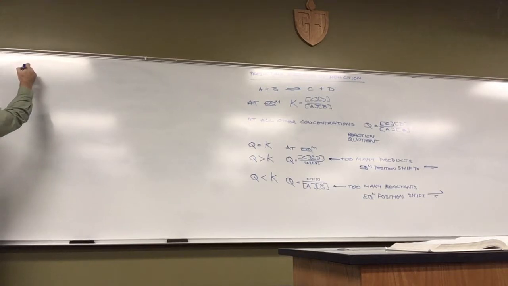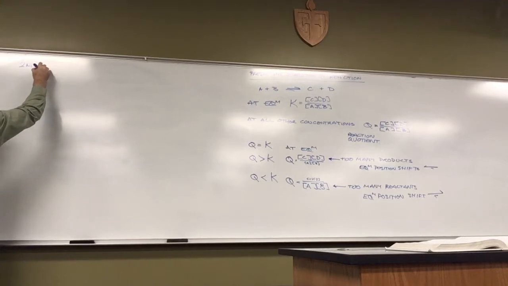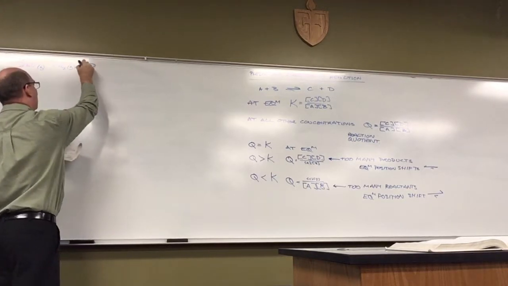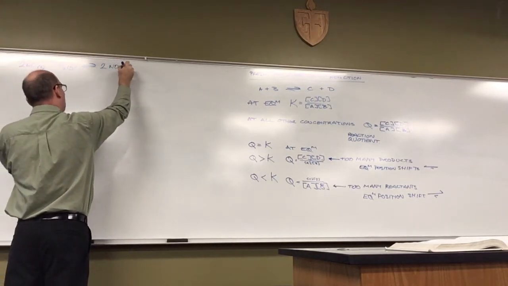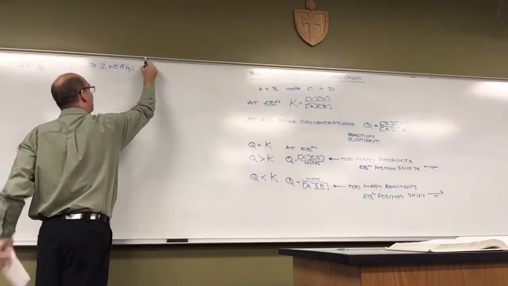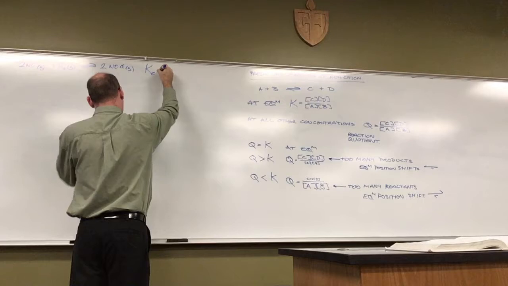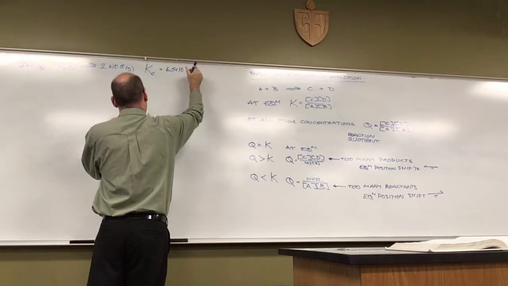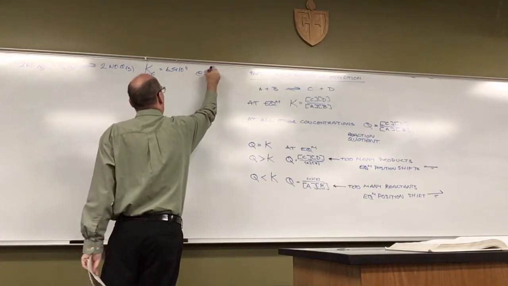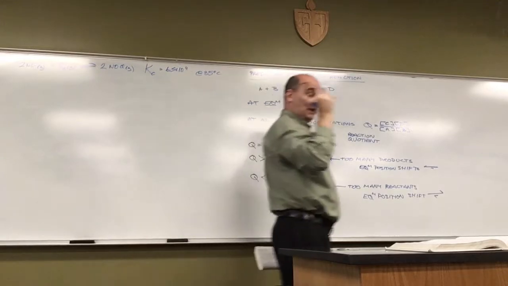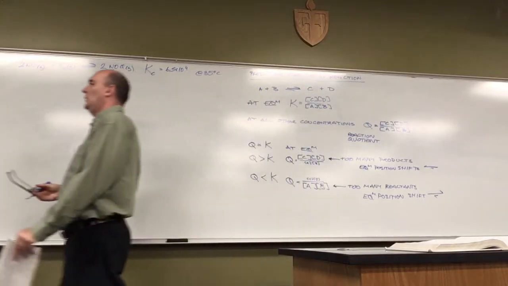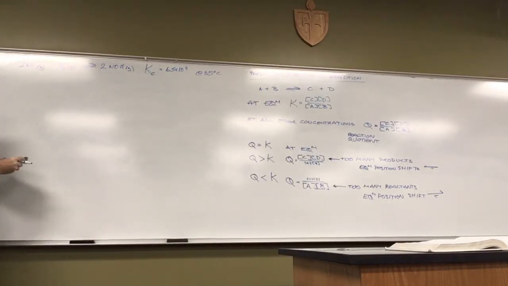Okay, so I've got a reaction that says 2NO, that's a gas, plus Cl2, that's a gas, makes 2NOCl, that's a gas, and that the K, by concentration, of this reaction is 6.5 times 10 to the 4, no units, at 35 degrees Celsius. The temperature is never going to appear in this calculation, but we have to quote a temperature every time we quote an equilibrium constant.